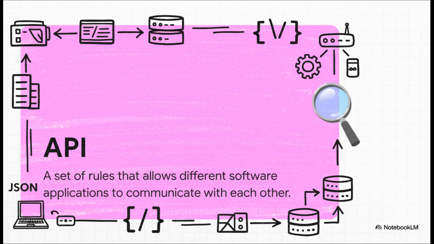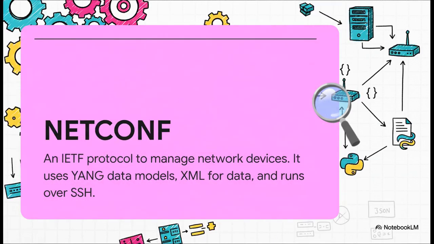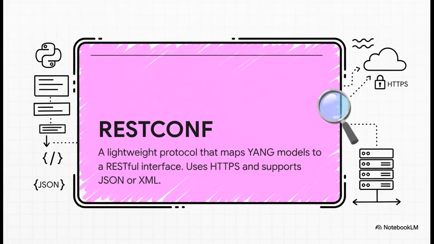So the more formal definition is this. An API is just a set of rules that allows different software applications to communicate with each other. Our Python script is one application, the operating system on the router is another. The API is the common language they've agreed to use to talk. Now in the networking world, one of the heavy-duty established standards for this is called NETCONF. It's a super robust protocol that was designed from the ground up to manage network devices. It was built to use those YANG data models, it sends its data using XML, and it communicates securely over SSH.